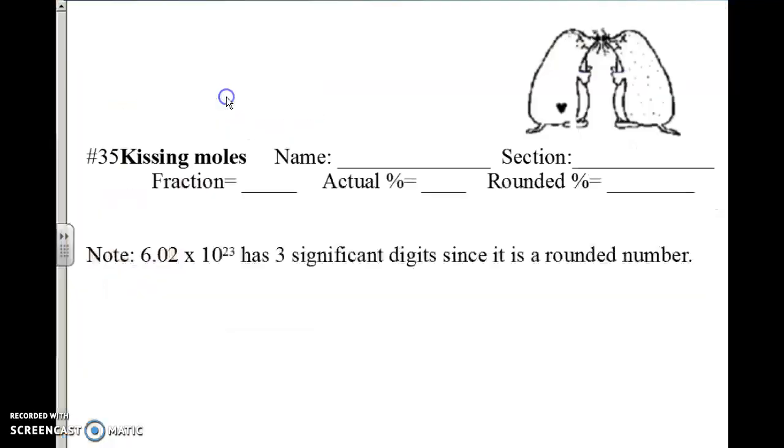Hello folks, today we're going to work on kissing moles, which is your 35s. We're going to go through the problems and make sure you're ready to go with how to do these kinds of problems. On this page I want to point out this part. It says note that 6.02 times 10 to the 23rd has 3 significant digits.